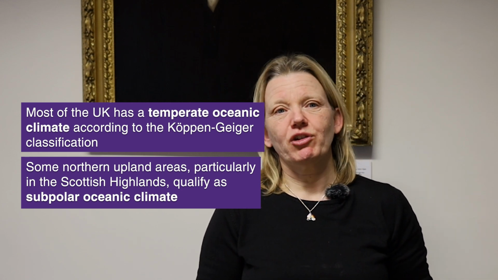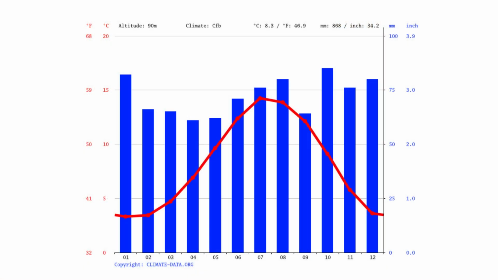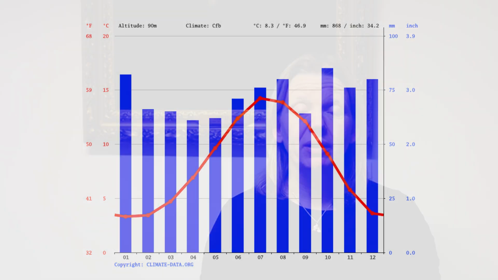Here's a sample climate chart for Edinburgh. You can see that the average temperatures vary between about 4 degrees Celsius in the winter to about 14 degrees in the summer. The rainfall is pretty constant between about 60 to 80 millimetres per month.